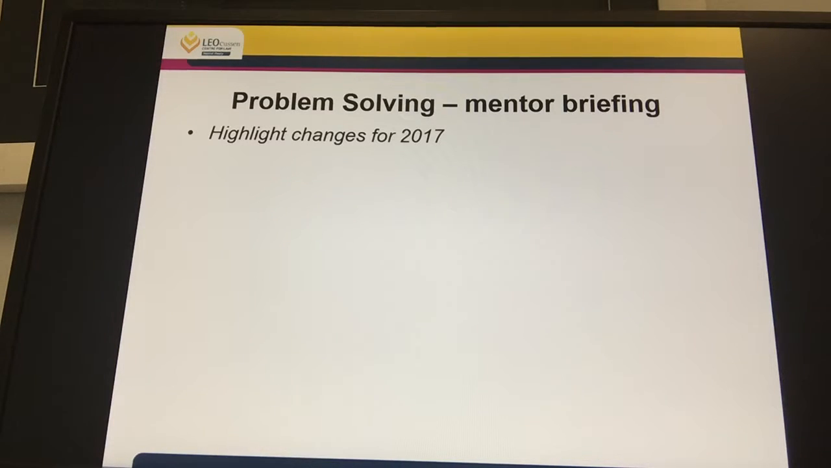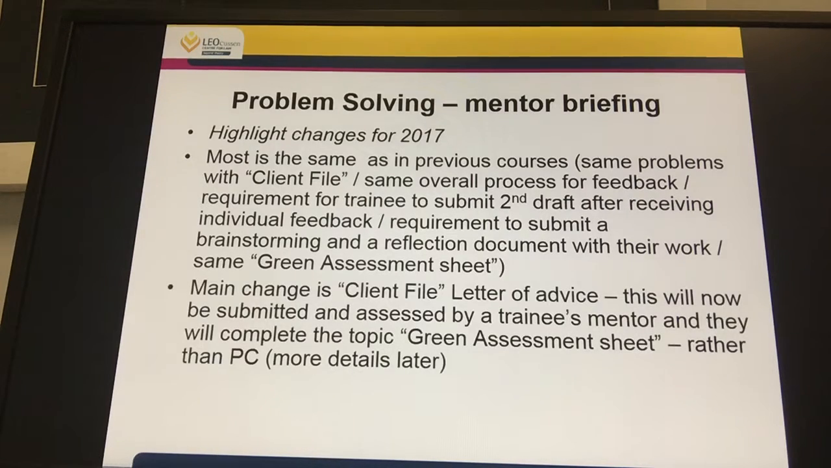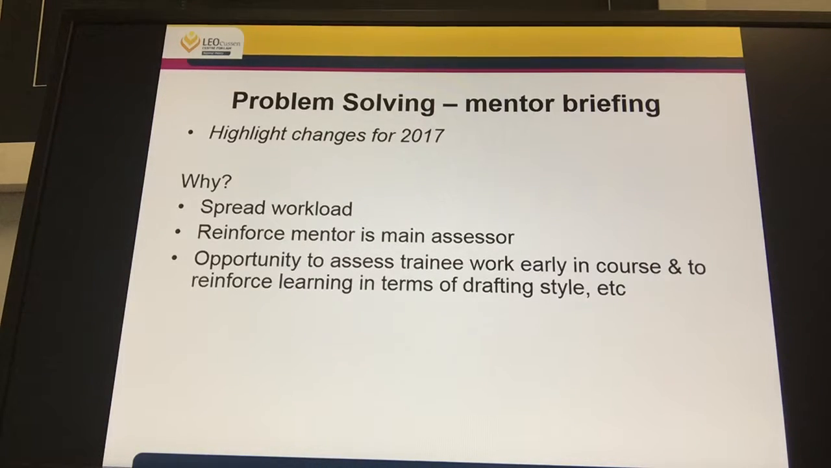Just in terms of changes for 2017, most is the same as previous courses, same problems, same process. They need to do a second draft, a brainstorming sheet, a reflection sheet, all the same green assessment sheet. The main change is the client file letter of advice will be submitted and assessed by a trainee's mentor, and that it's the mentor that completes the green assessment sheet rather than myself. I'll talk about that a bit more later on.